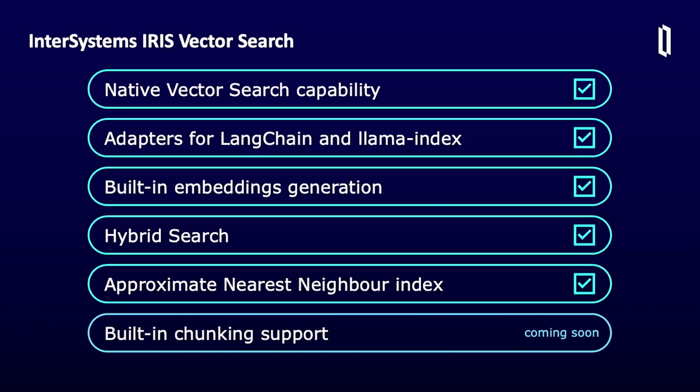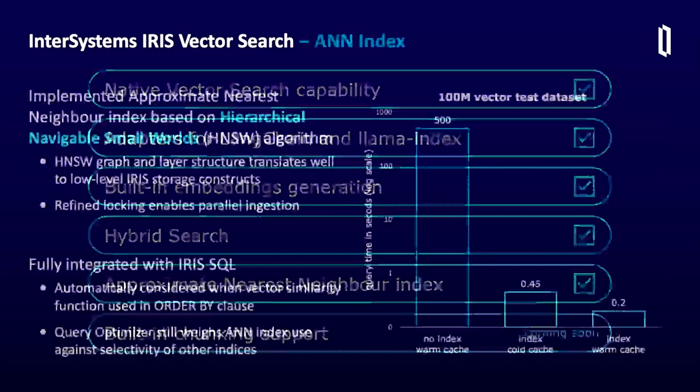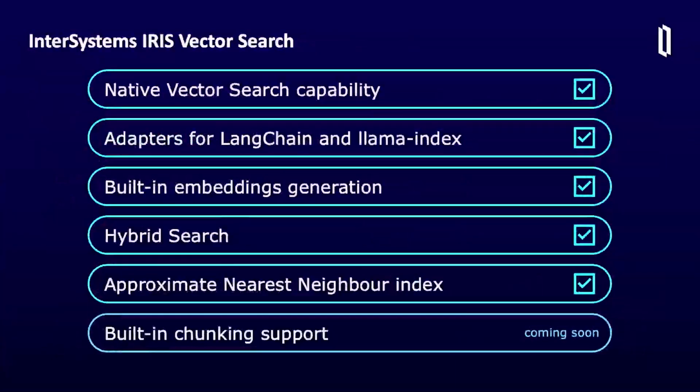So we built vector search natively within IRIS, leveraging SIMD operations, so it's very fast, and Boya is going to talk about a lot of the speed and how that's built. You can use it from Python or JavaScript using LangChain and LlamaIndex adapters. We have that embeddings generation, so that makes it easy to keep your data up to date. Hybrid search, all embedded, all integrated and natural within IRIS SQL. And the approximate nearest neighbor index that is very fast.